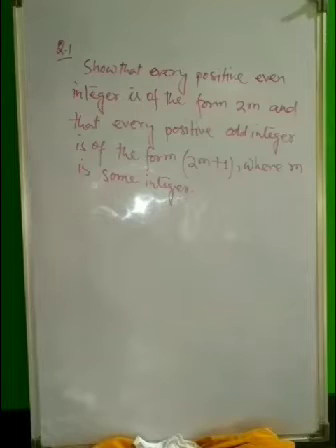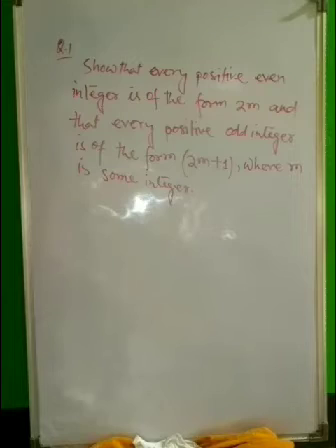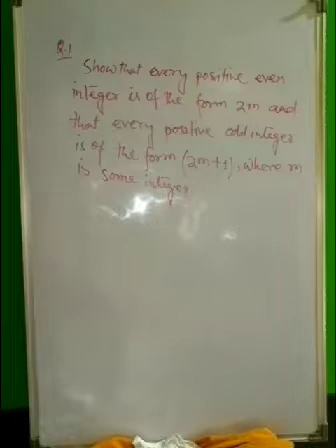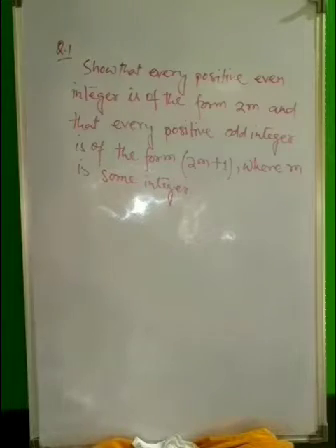And every positive odd integer, here odd integer means numbers like 1, 3, 5, 7, which are not divisible by 2. Those are known as odd numbers. So an odd integer is one that is not divisible by 2, and it will be in the form of 2m plus 1, where m is some integer. Here m means it is a quotient. So now let's see the solution of this question.